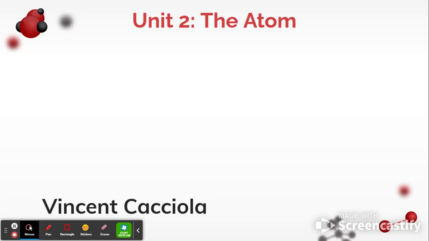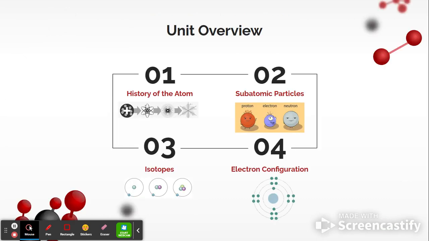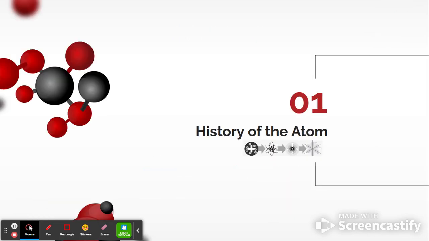Hello, this video will cover content relating to subatomic particles and other properties of the atom that are in line with the content associated with the standard introductory high school chemistry course. In this video, we will be analyzing the history of the atom, the subatomic particles, isotopes, and electron configuration.